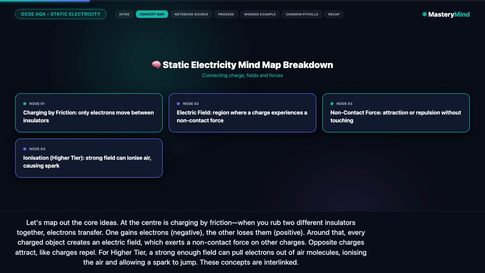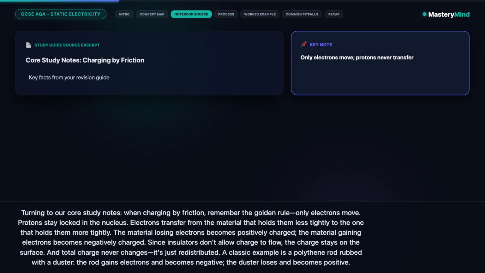Around that, every charged object creates an electric field, which exerts a non-contact force on other charges. Opposite charges attract, like charges repel. For higher tier, a strong enough field can pull electrons out of air molecules, ionizing the air and allowing a spark to jump. These concepts are interlinked.